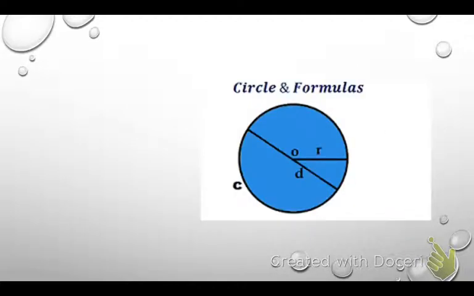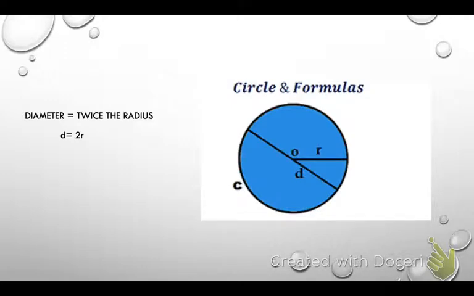Okay, we're going to do some work with circles. So circles and formulas. So some other things you need to know, that the diameter is twice the radius. Kind of makes sense. So D equals 2R. D equals 2R. There we go. My computer's a little slow.